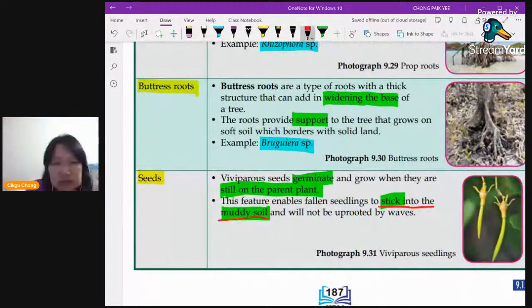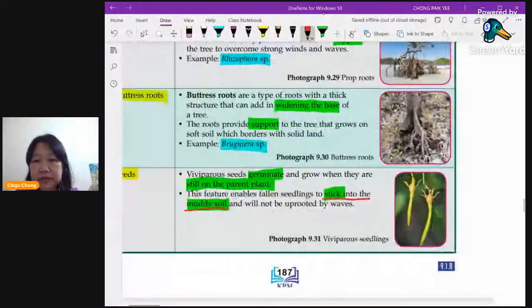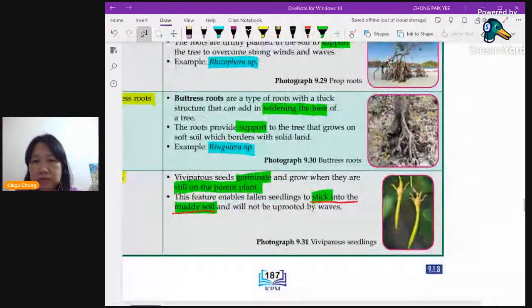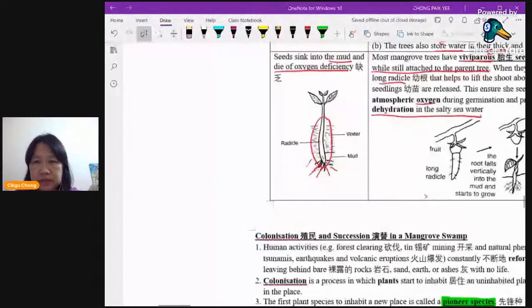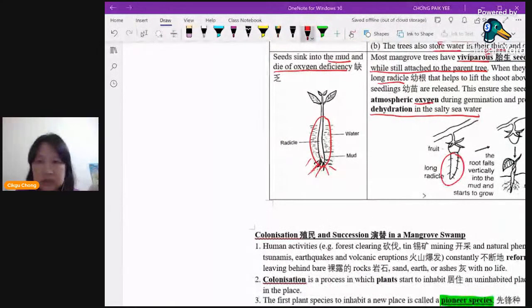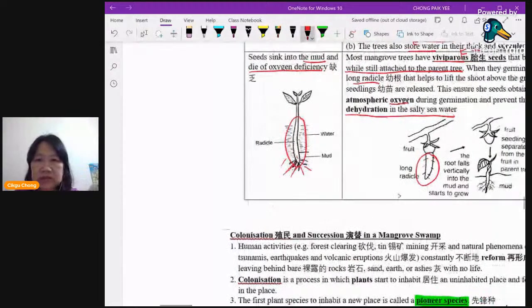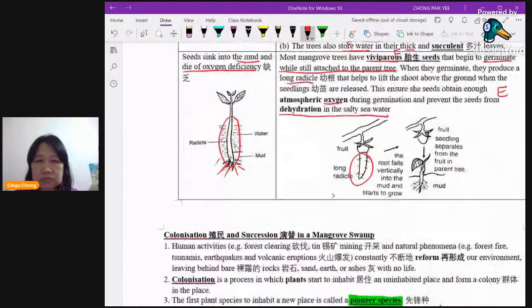That means it doesn't get washed away. So this is how it looks. You can see the radicle already coming out. Okay, now see the picture here. This is the radicle. This is a radicle, while it's still stuck. So this example will be the Rhizophora.